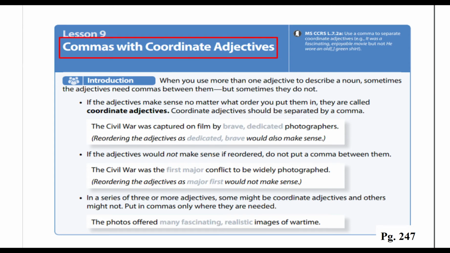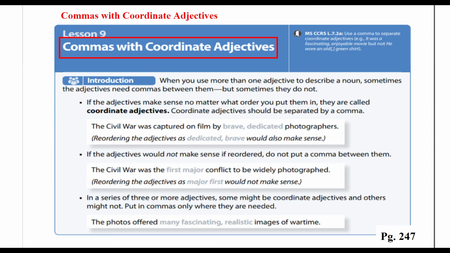So, with any new lesson, the first thing we need to do is make sure we have our title boxed in. And the title is commas with coordinate adjectives. And you may ask yourself, I have no idea what this is. Well, that's what this is for. We're going to teach you. So, the next thing I need you to do is rewrite the title of your lesson at the top of the page. And we're going to start breaking down that title.